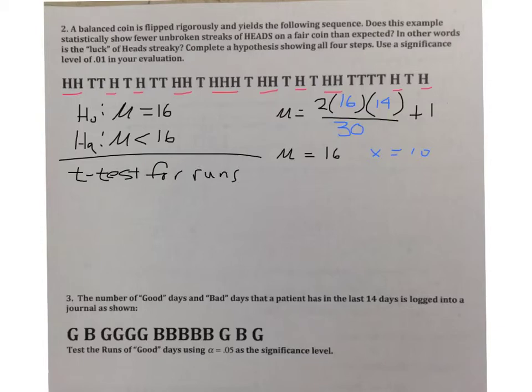And the conditions, there aren't really any conditions. We just have a sequence of yeses and nos. We're good. And then set the significance level. They even told us what it should be, 1%.